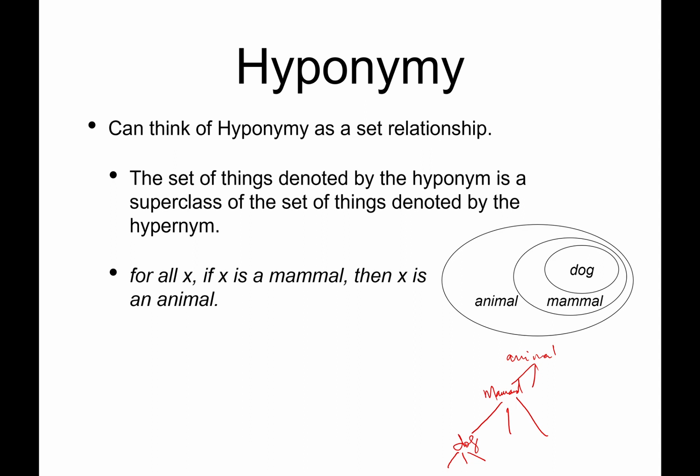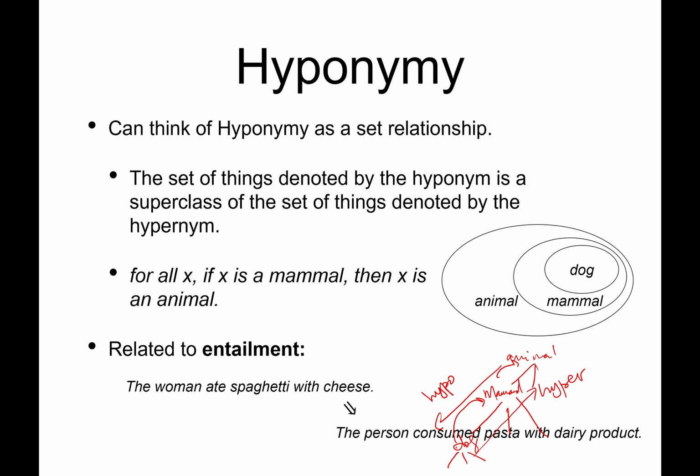If you're going up, you're looking for hypernyms. If you're going down, you're looking for hyponyms. Okay? So dog is a hyponym of mammal. Mammal is a hyponym of animal. All right, this is very important in the case of entailment.